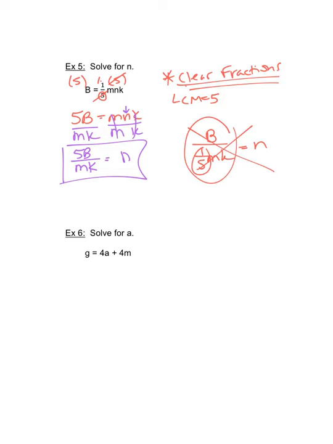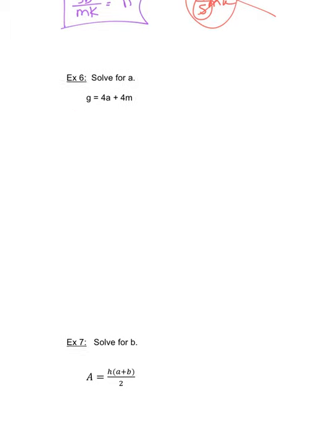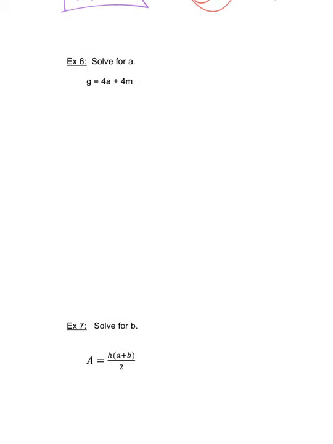Okay. And we're going to continue on to example 6. Think to yourself, what would you do if you wanted to isolate a? So a is over here. The first thing you want to do in an equation is subtract. You want to subtract this over to the other side, and division comes last. So we want to move this over to the other side, and then we divide at the end.